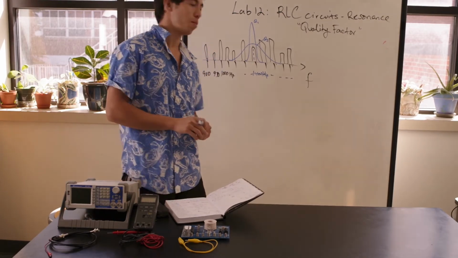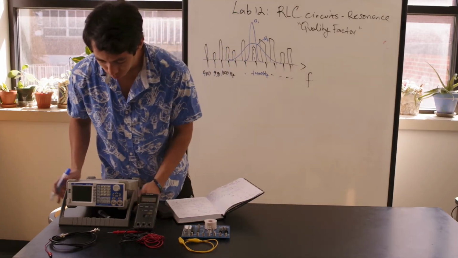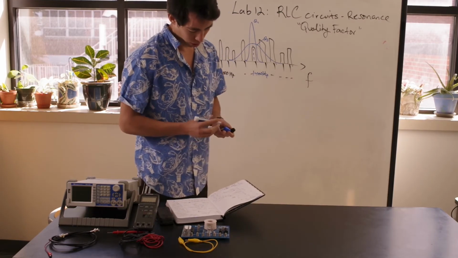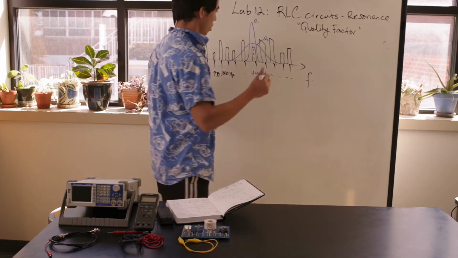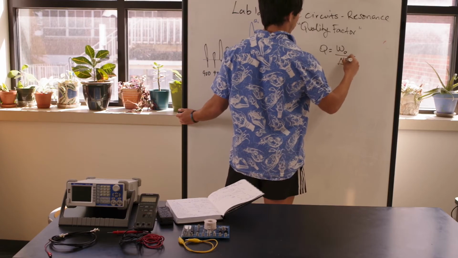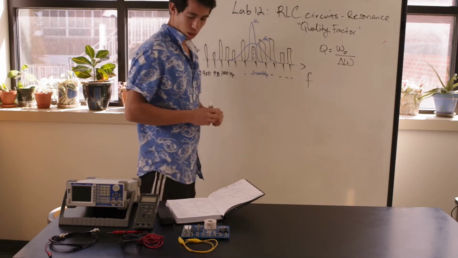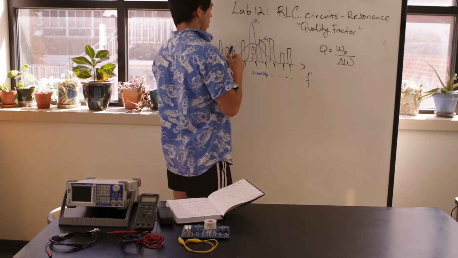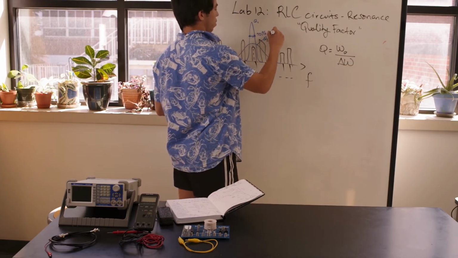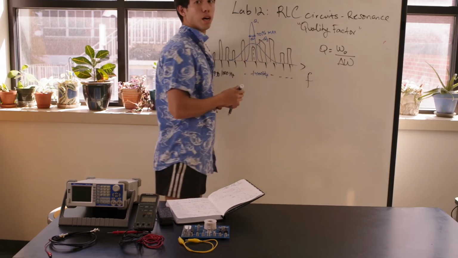So today in the experiment you'll be measuring the quality factors of various RLC circuits and then checking that against the theory. So the quality factor is given by Q equals omega naught, which again is the natural frequency, over delta omega, which is called the bandwidth. So for the bandwidth, you look at the width of this peak at 70% of the maximum intensity. This is delta omega.